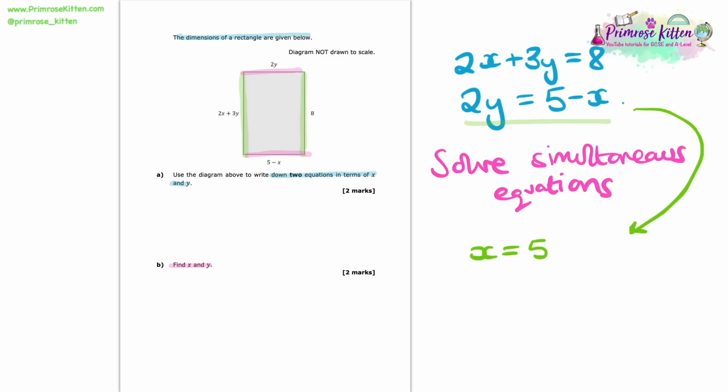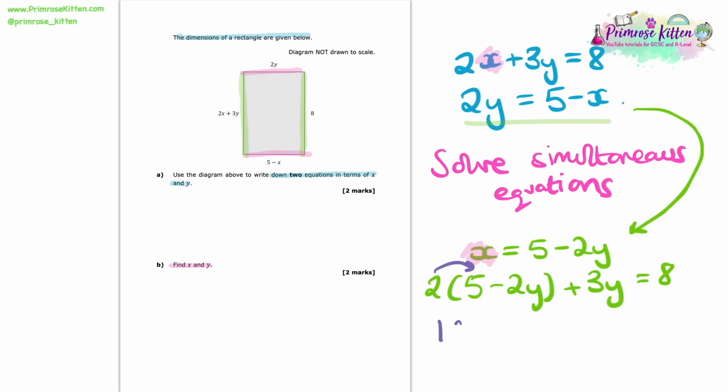I'm going to rearrange it to get x on its own, and that will end up giving me 5 minus 2y. Now I know that x is equal to 5 minus 2y. I'm going to substitute x in place of the x in the first equation with the 5 minus 2y. So that gives us 2 times 5 minus 2y plus 3y equals 8. If I simplify this by multiplying out the brackets, 2 times 5 gives us 10, and 2 times minus 2y gives us minus 4y. So plus 3y is equal to 8.